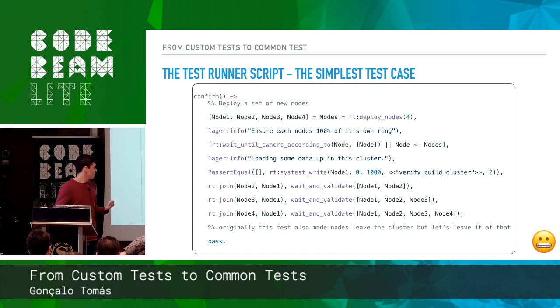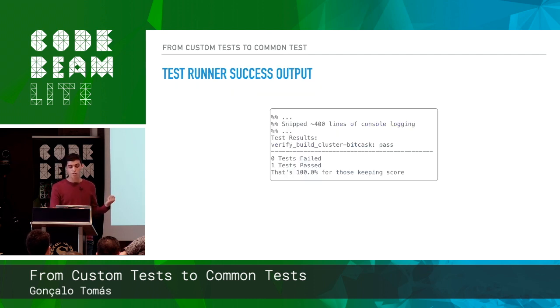So this is already a bit of a pain to look at. And if you actually run this, OK, it runs, because the test was written, I don't know, 8 years ago or something like that. And this is the output that you get. After about 400 lines of console logging, you get this one test pass. And I didn't put that there, that's actually there, the 100% for those keeping score.